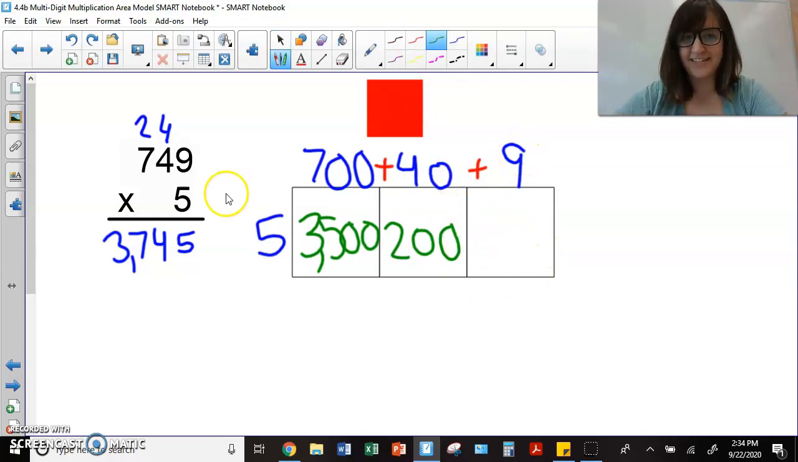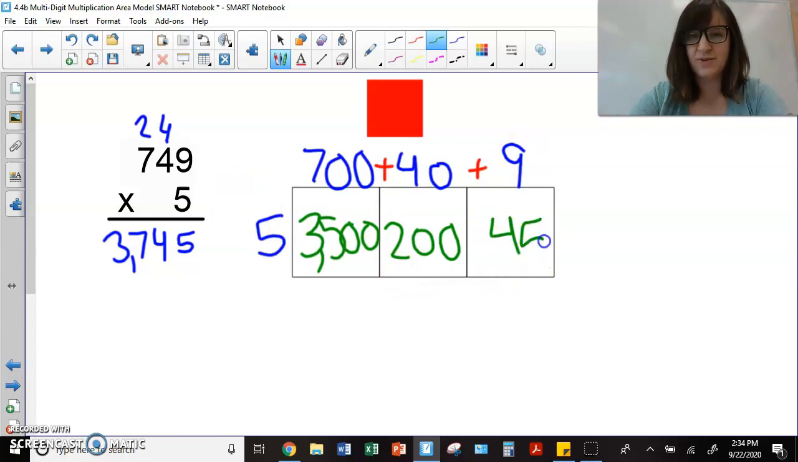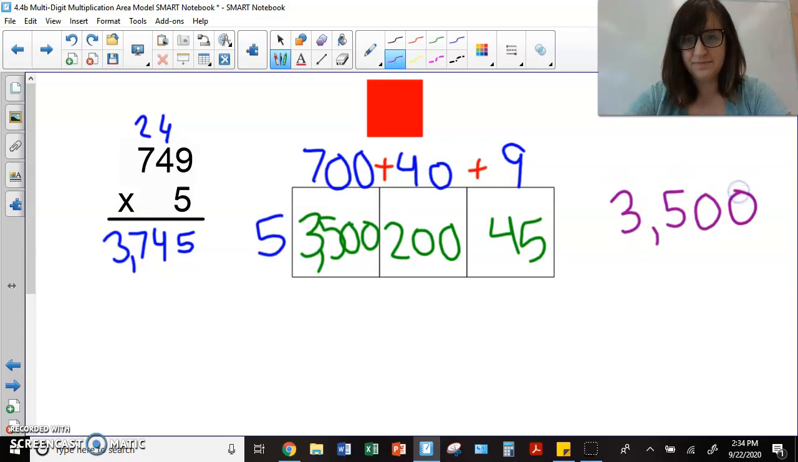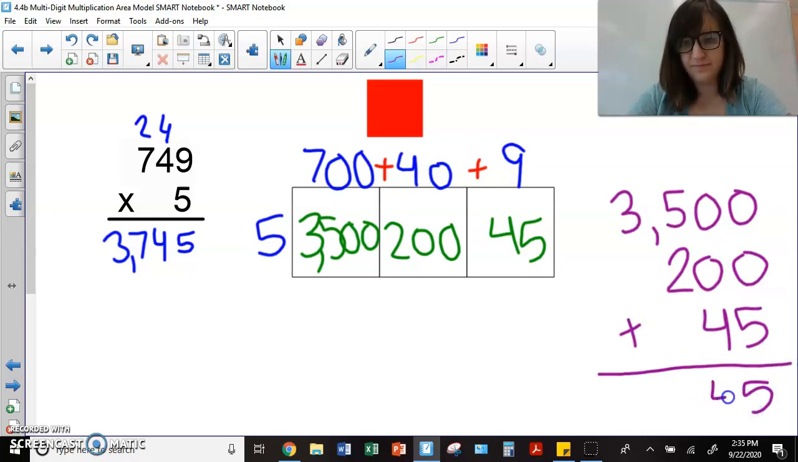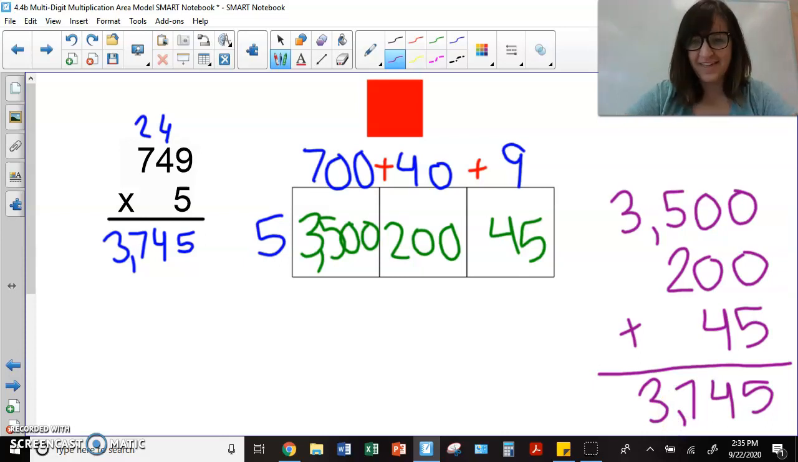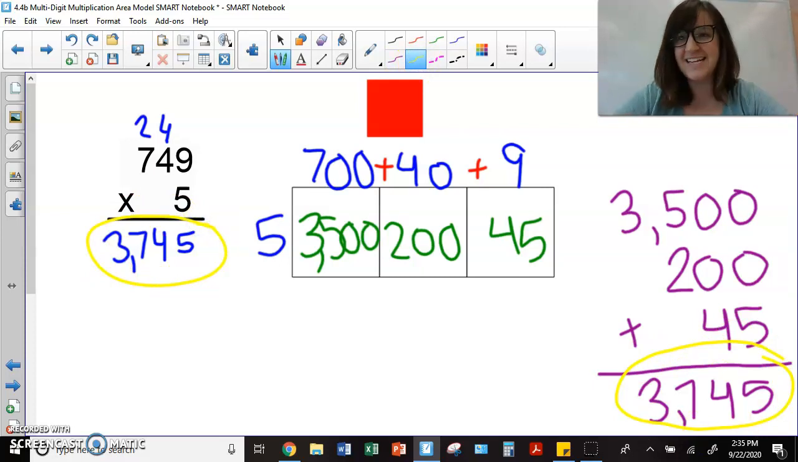Over here, I have 9 times 5. There are no zeros. 9 times 5 is 45. So I write 45 right here. So now I'm going to take these three numbers and I'm going to stack them up neatly. All right, when I stack them up and I add them up, I get 3,745, which if you'll notice, is the same thing as if I were to multiply it using the traditional method.